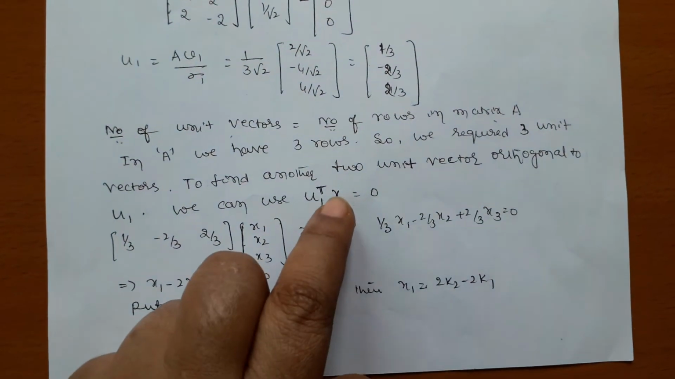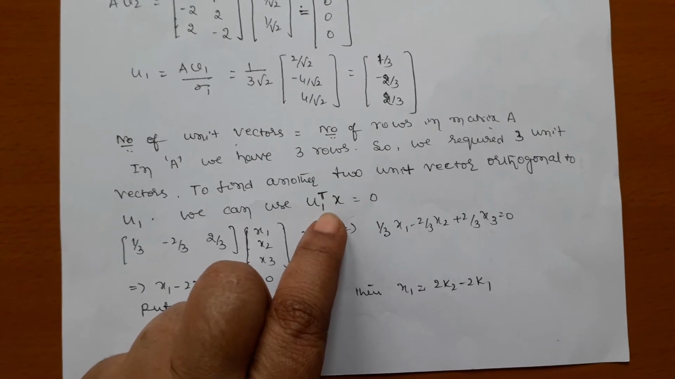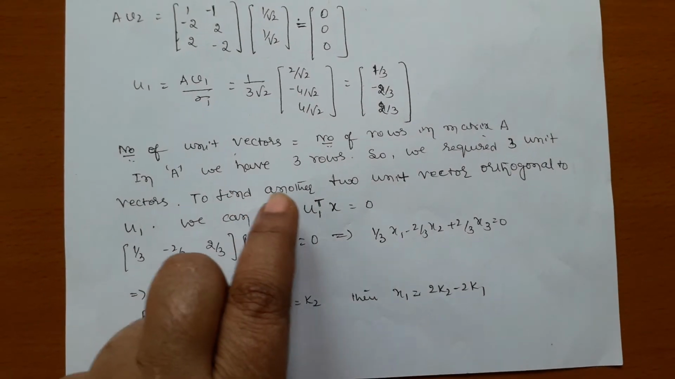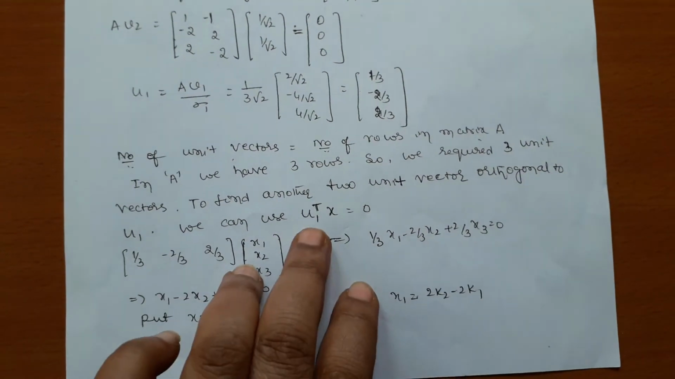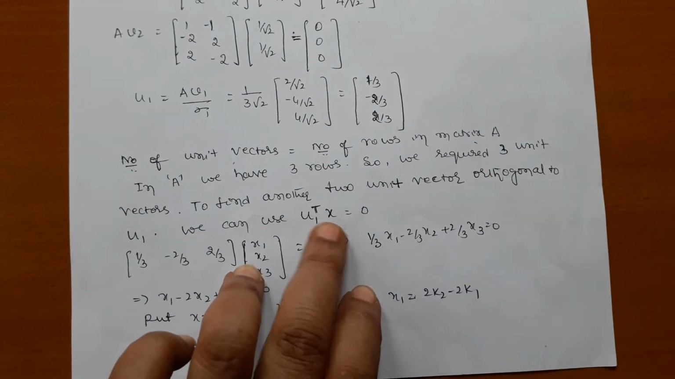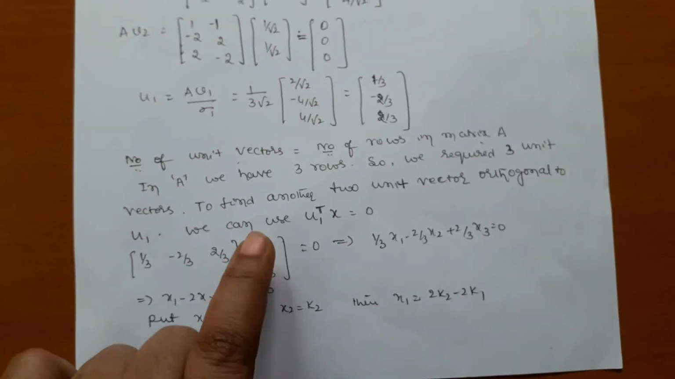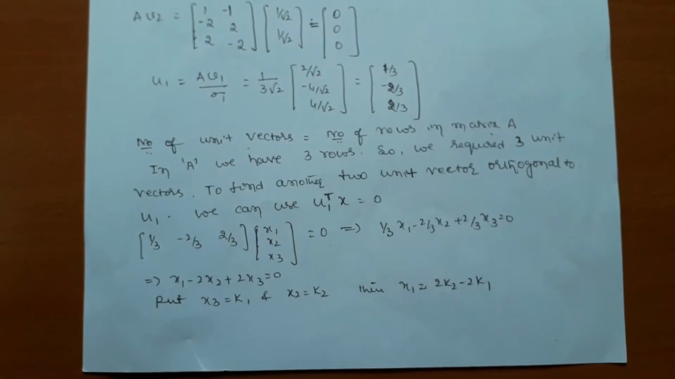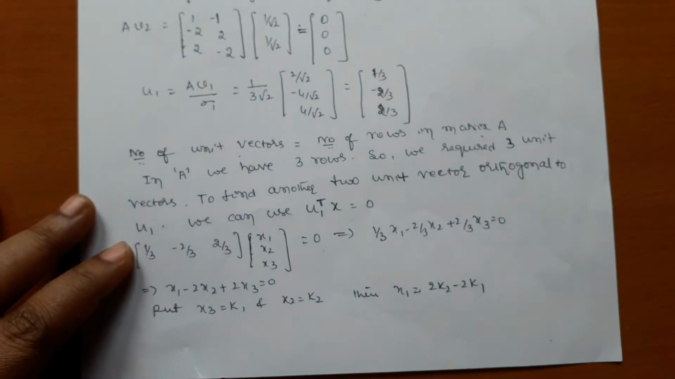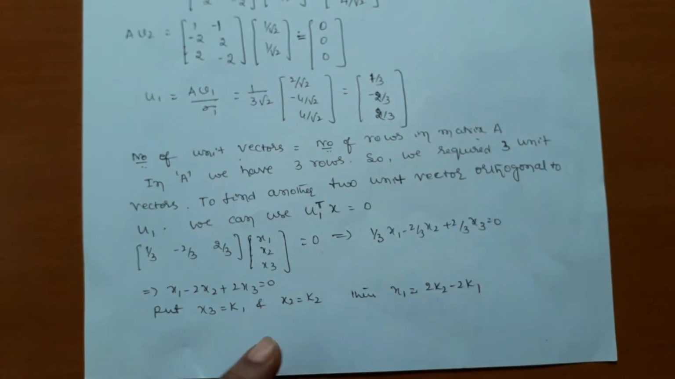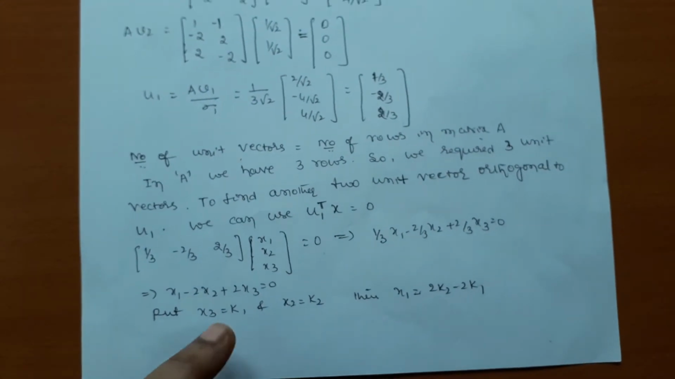Therefore I am going to take the orthogonal concept. Now I have to find the other 2 unit vectors orthogonal to u1, meaning u1 transpose into x is equal to 0. What is u1 transpose times x, with x being x1, x2, x3? We get an equation in terms of x1, x2, x3. But with 3 unknowns you can't solve at a time with one equation. Therefore, I'll take x3 as k1.